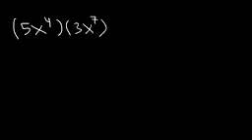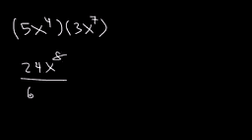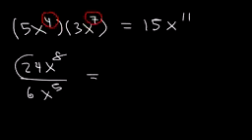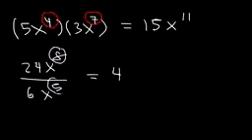So go ahead and work on these examples. 5x to the 4th times 3x to the 7th, and 24x to the 8th divided by 6x to the 5th. So 5 times 3 is 15, and x to the 4th times x to the 7th, we need to add 4 plus 7, so that's 11. Here we need to divide. 24 divided by 6 is 4. And x to the 8 divided by x to the 5th, we got to subtract 8 minus 5, so it's 3. So you get 4x cubed.